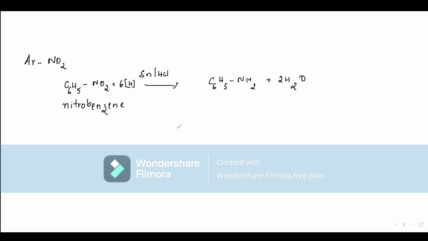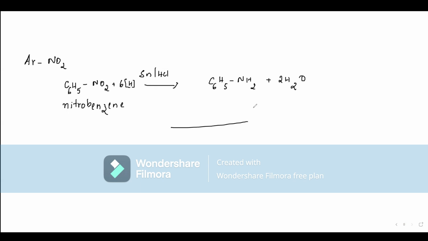So that's our first method of preparation of amines, by reduction of nitro compounds. Nitroalkanes on reduction give primary amines. It gives primary amines.